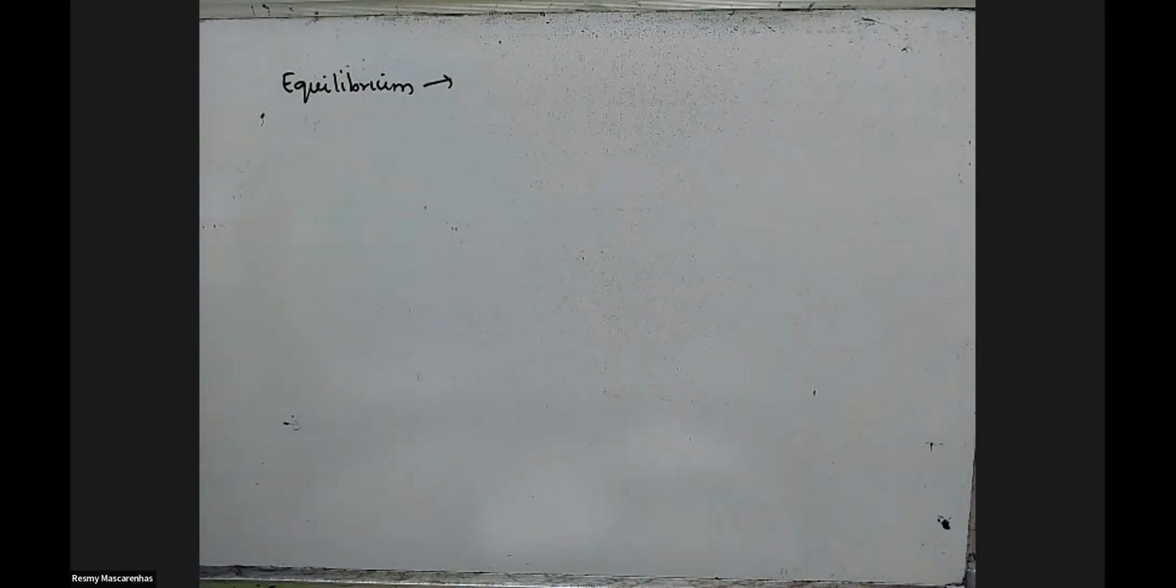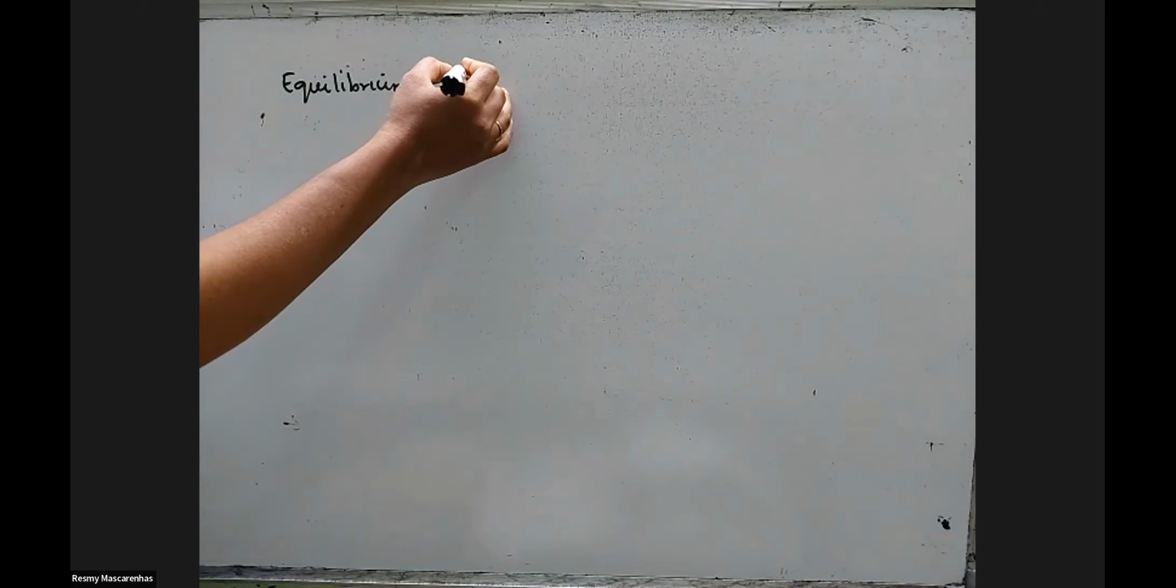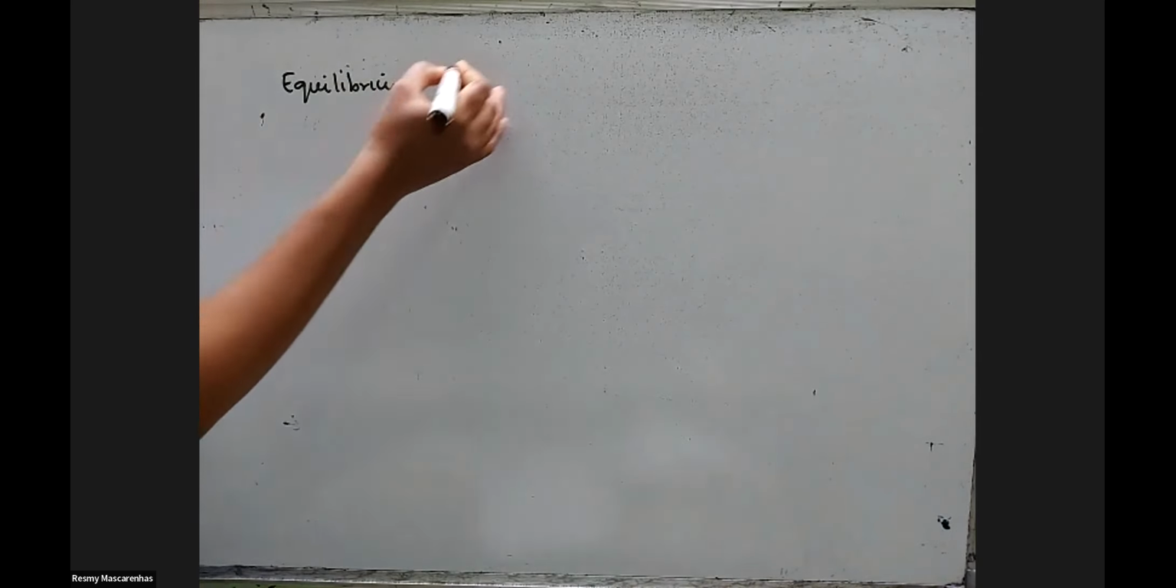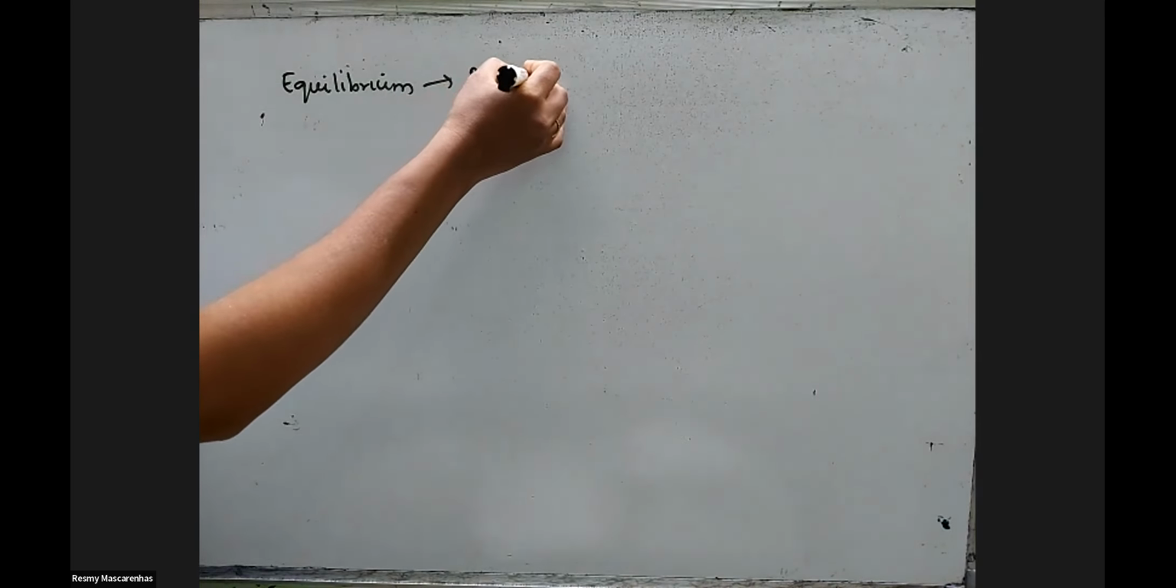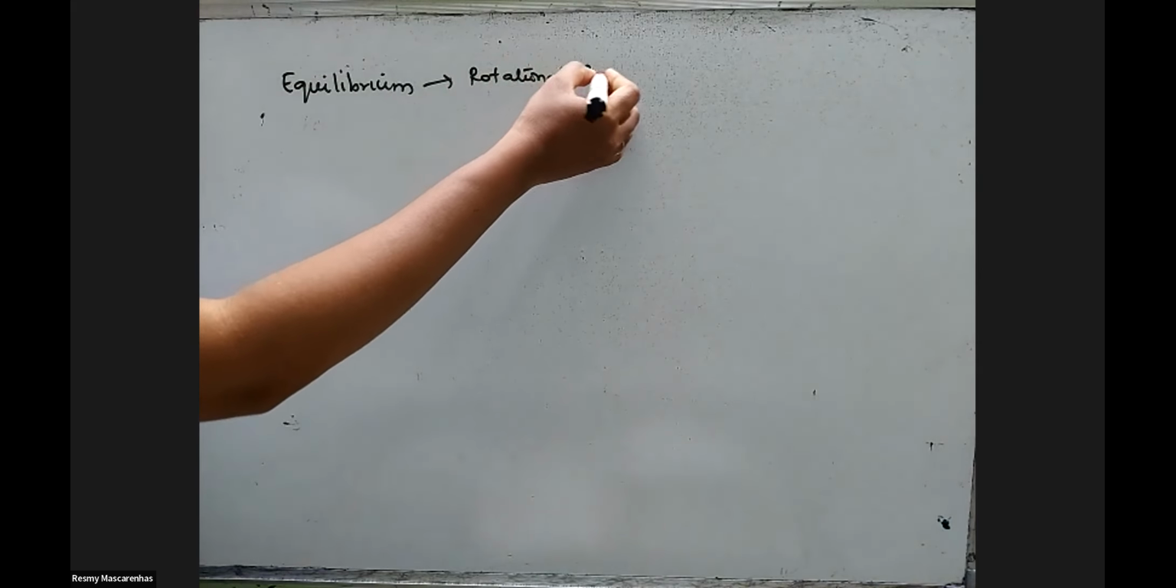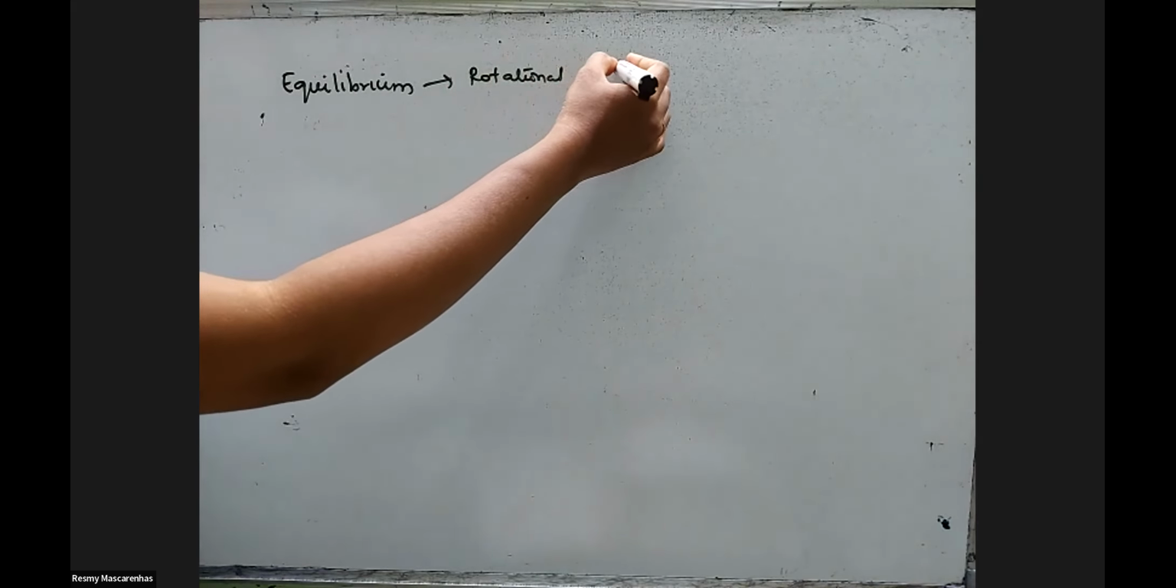In the previous class, we had seen equilibrium of a body. There we saw that there's pure one, that is the static equilibrium, when both rotational as well as translational.